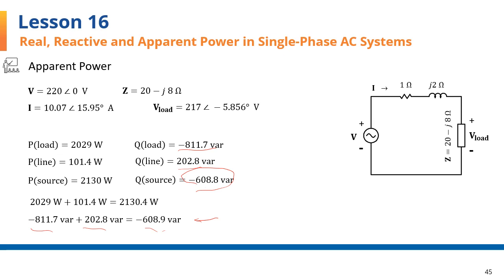Let me put those values on the diagram here. So the load is generating 811.7 vars, and out of that, the line is consuming 202.8 vars, and the remaining vars, which is the difference between these two, is going to be absorbed by the source. So the difference, which is 608.9 or 608.8, goes into the source.